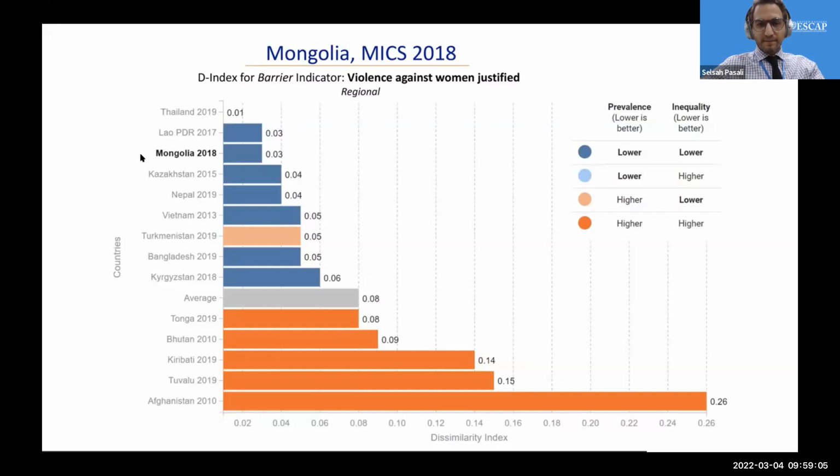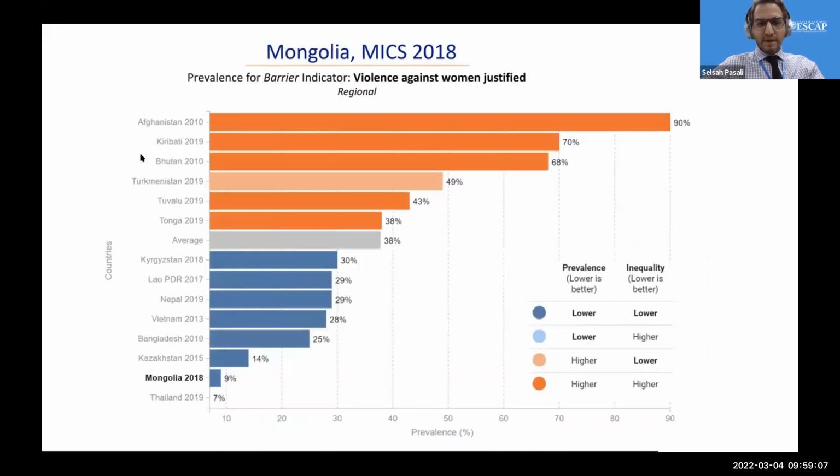Relative to the Asia Pacific average for countries with available data, Mongolia also has very low prevalence of violence against women for this absence of this barrier. As such, Mongolia is similar to countries like Thailand and Kazakhstan, where prevalence of violence against women is justified is lower, along with lower inequality. Again, relative to the Asia Pacific average.